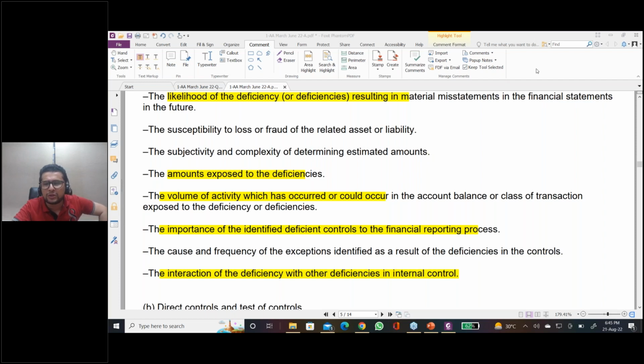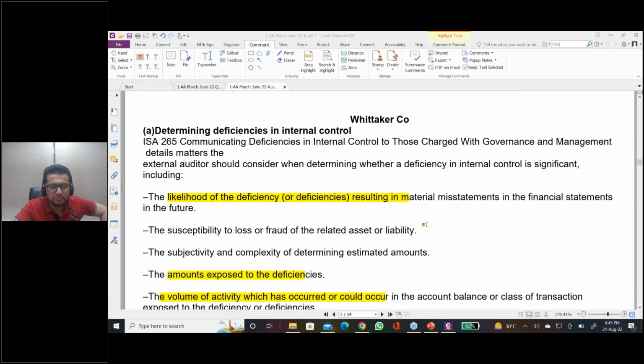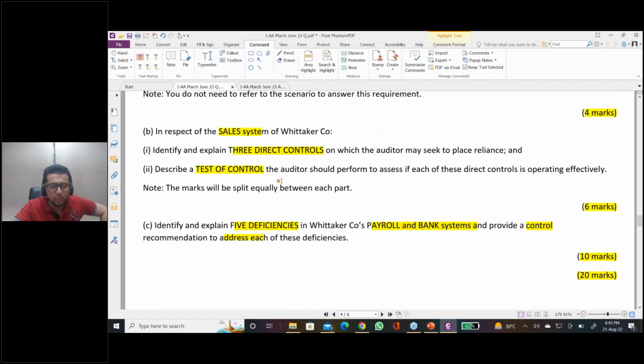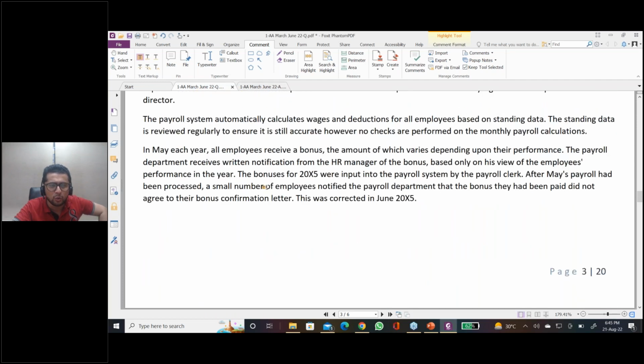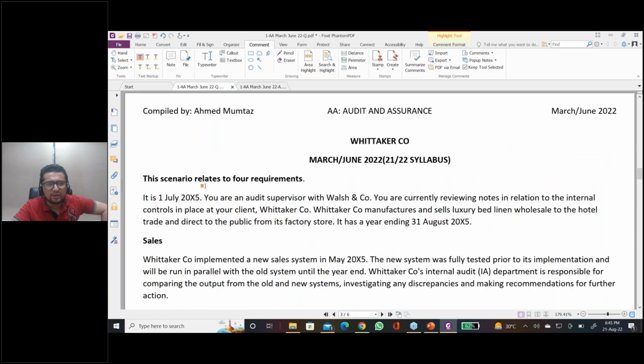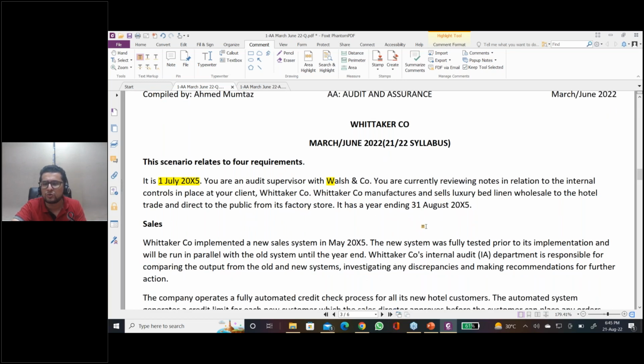So let's move to this question, which is from the March-June 2022. And guess what? There is a first paragraph which will have nothing in it. So it is 1st July, and you are an audit supervisor, and your audit firm is called Walsh Company, and you are currently reviewing notes in relation to the internal controls in place at your client. Your client is called Whittaker and Company, and they manufacture luxury bed linen wholesale to the hotel trade and direct to the public from its factory store. Their year end is 31st August 20x5.